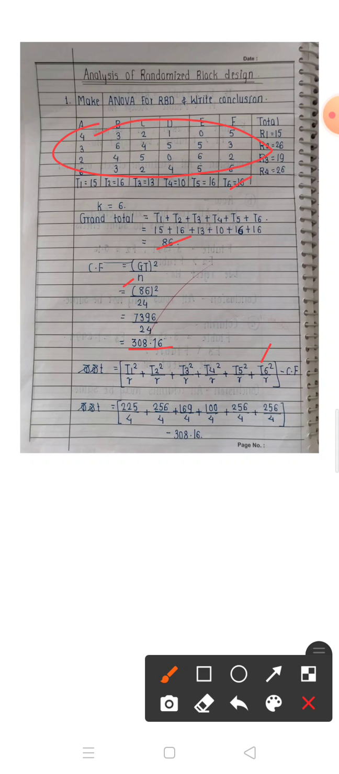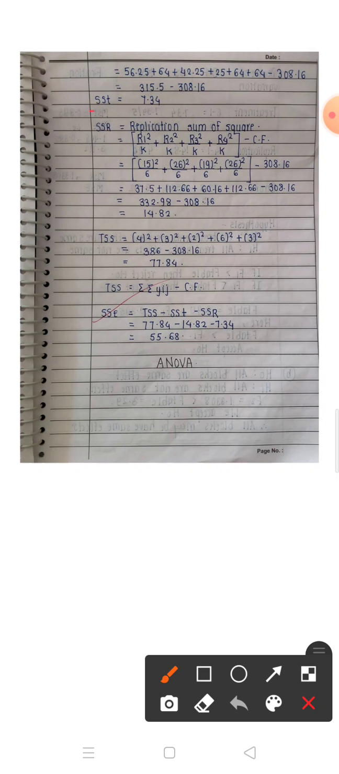Now just plug the values of T1, T2, T3, T4, T5, T6, R and correction factor into the formula. T1 square, 15 square, is equal to 225, divided by the R value, which is 4. T2 square divided by 4, that is 256 divided by 4, then 169 divided by 4, then 100 divided by 4, 256 divided by 4, 256 divided by 4, minus the correction factor value 308.16. So the value of SST is 7.34.